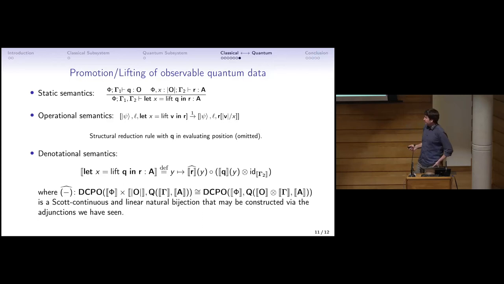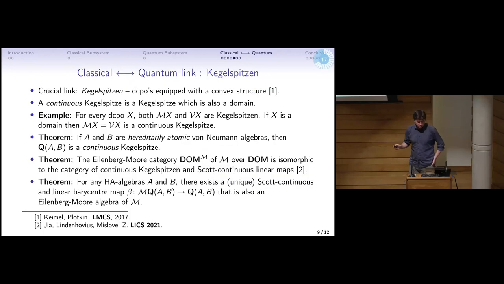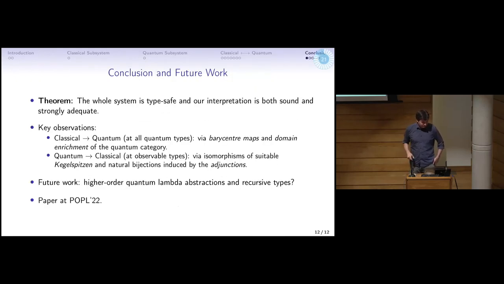For dynamic lifting, here I've written how the operational semantics looks. Essentially, when you lift a value, you have to do the translation and then do the nonlinear substitution of the translated value, which can now be seen as a piece of classical information. And here you have to use a certain Scott continuous and natural bijection, which you can construct from the structure of these adjunctions, together with some more work. Anyway, since I'm out of time, I was able to say almost everything I wanted. Finally, we proved that the system is type safe, which means that if you program here, you're not going to produce any runtime errors.